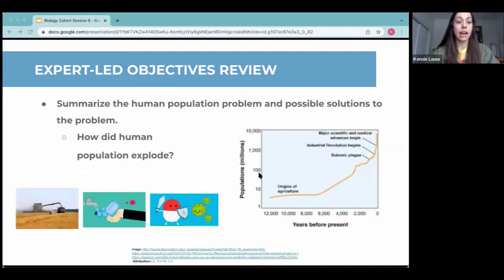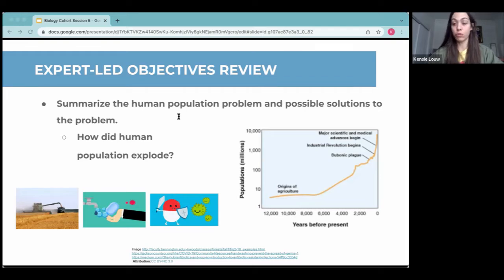So first, how did human population explode? The overview of human population growth is that human population has grown exponentially since about the year 1800. And the overarching idea of how human population growth increased so much is that we increased the carrying capacity for the human species. And we did that by eliminating limiting factors for growth. So we got rid of obstacles that were stopping growth before.